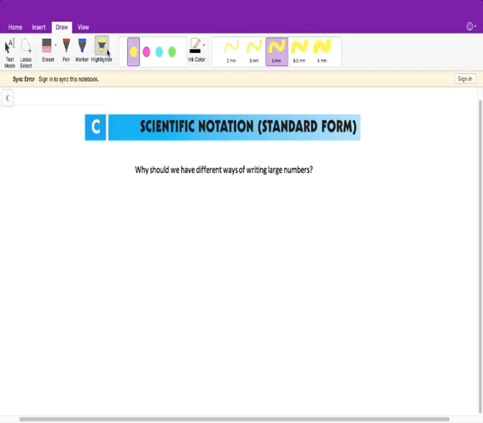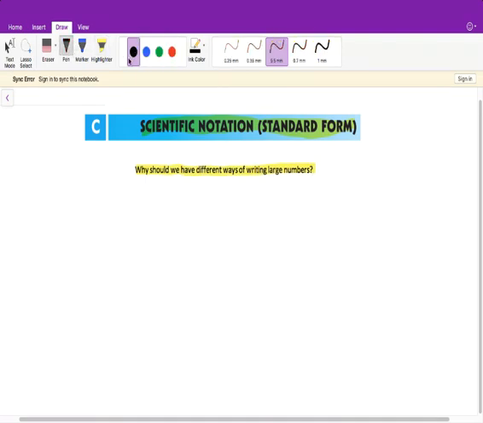Right, so now we're going to move on to section C, the last section of this chapter, and that is scientific notation. Remember, there are always these questions that we need to focus on and try to answer in more detail and more completely as we move through this unit and this section. So we want to constantly focus on this: why should we have different ways of writing large numbers? That's what we're worried about today.